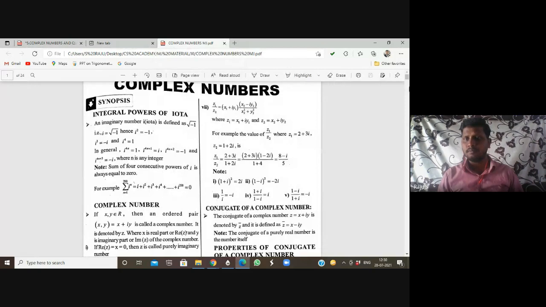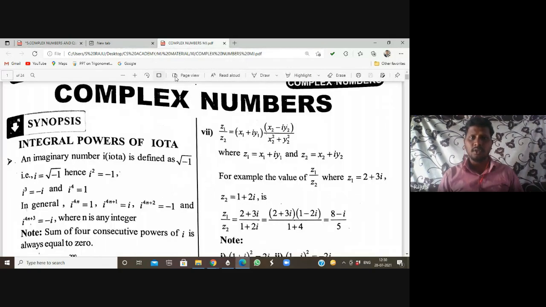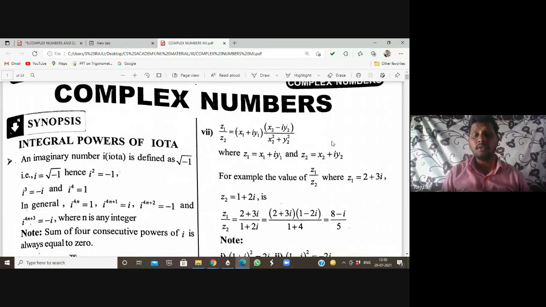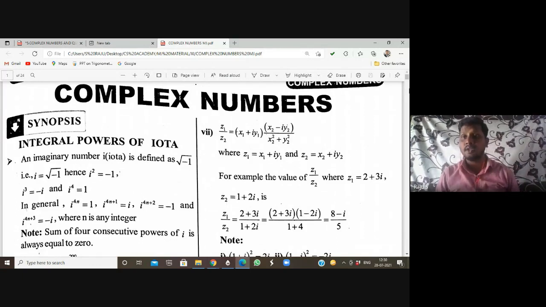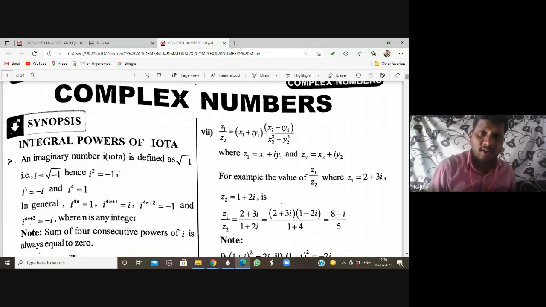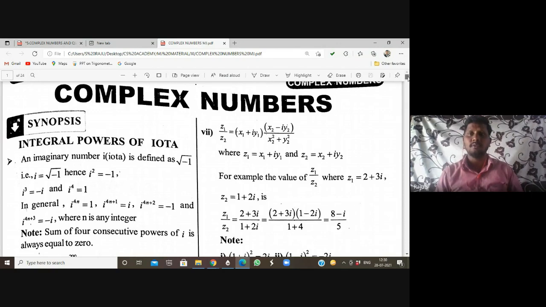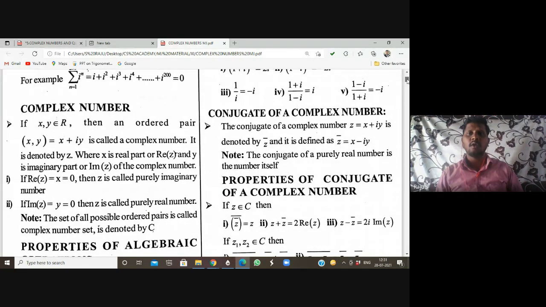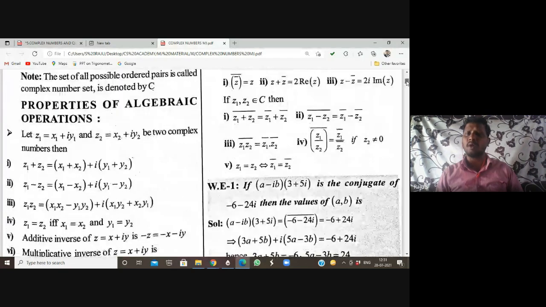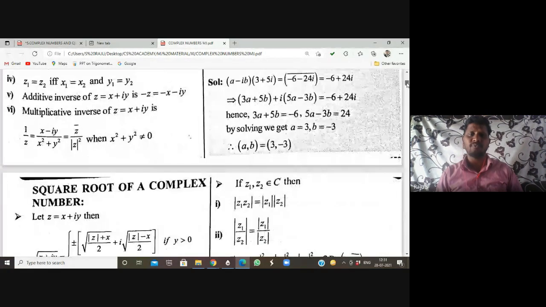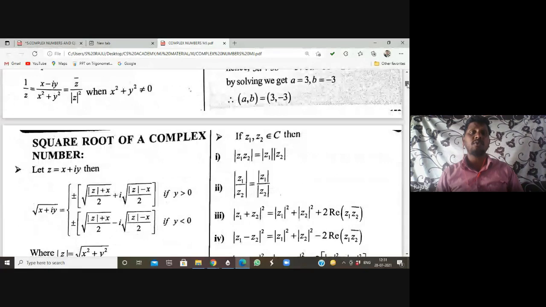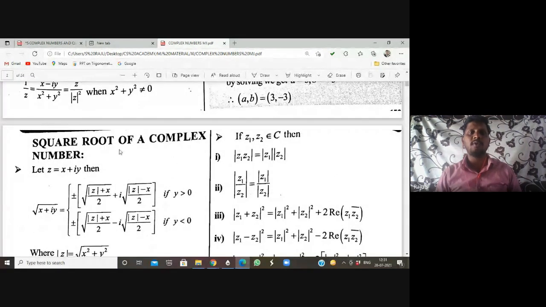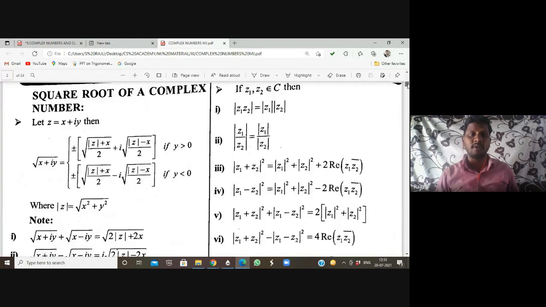Here in complex numbers, this is very interesting, and sometimes quite difficult if you are not attending all the classes. I will discuss complex numbers. The conjugate of a complex number, we know its properties also, easy. And square root: we will discuss the square root of a complex number. This is important. A few topics here belong to the advanced level.